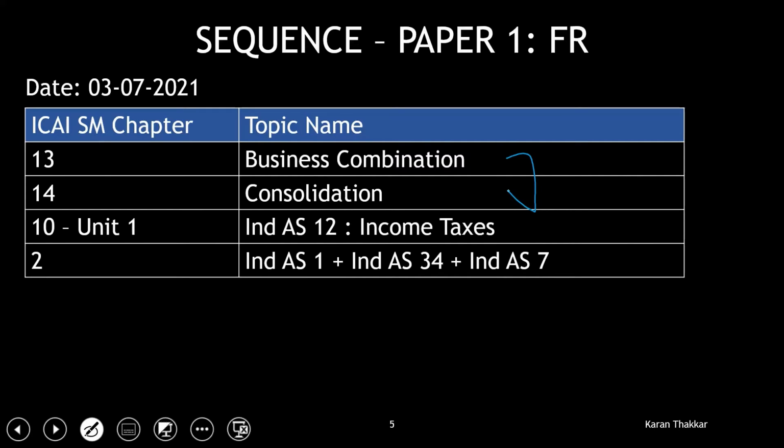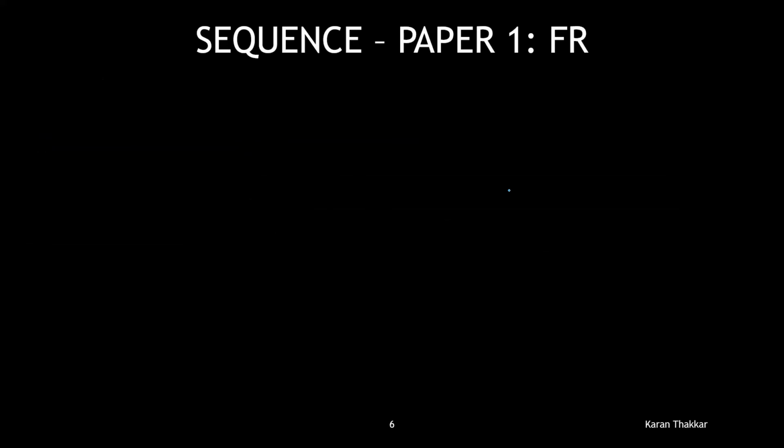The idea is not to leave the entire topic, at least do the questions which are given in SM and do them well and you will be good to go. Of the 15-mark question, you can easily score 8 to 10 marks even if you can't get the tough adjustments correct. After completing those two, complete Ind AS 12, income taxes, and then chapter 2 of the module which has Ind AS 1, 34 and 7. Ind AS 7 cash flow statement is not that tricky but important.